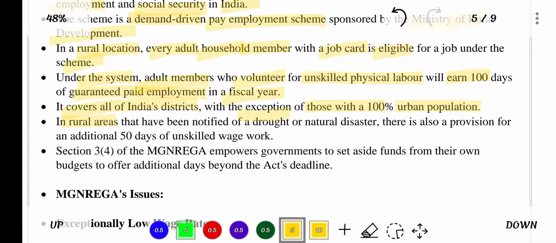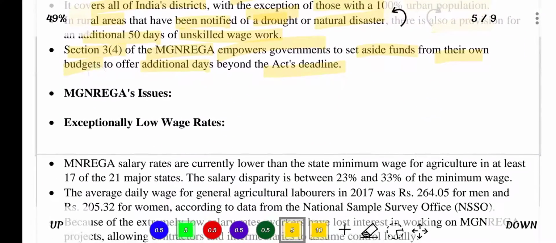In rural areas that have been notified of a drought or natural disaster, there is also a provision for an additional 50 days of unskilled wage work. Section 3(4) of the MGNREGA empowers governments to set aside funds from their own budgets to offer additional days beyond the Act's limit. So the MGNREGA issues include exceptionally low wage rates.